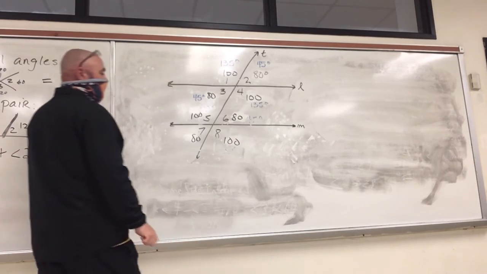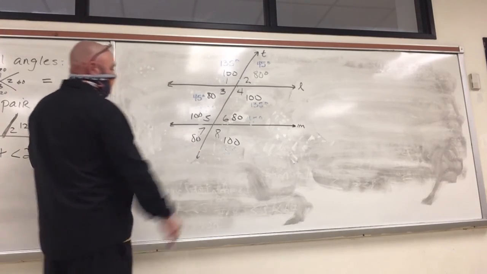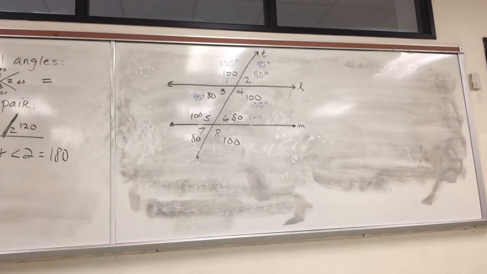Your marker's running out. Yes, can I see that? 7 is going to be 45. Okay. Yeah. Is that hard?